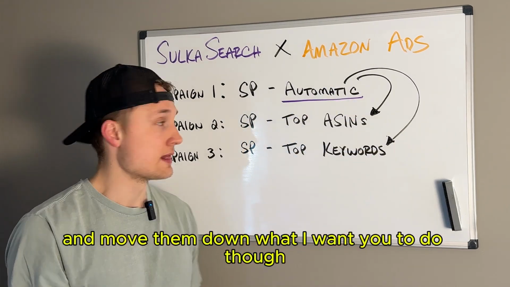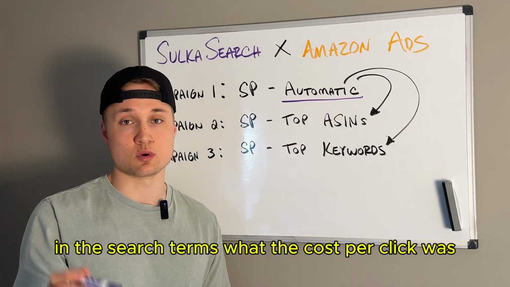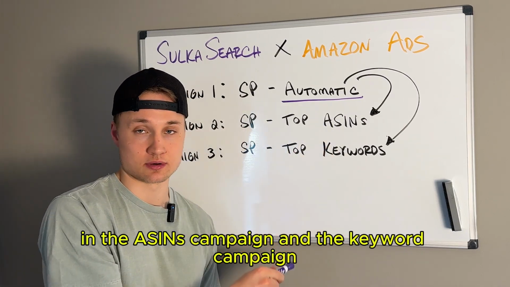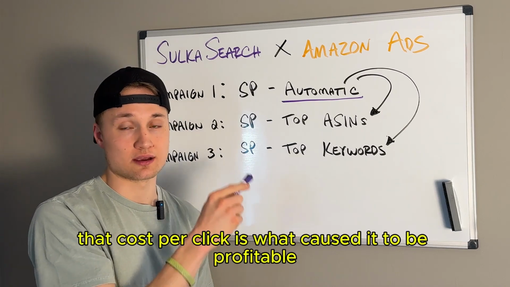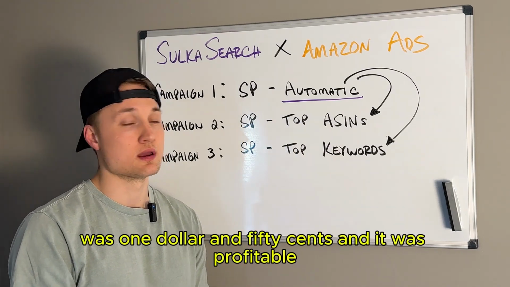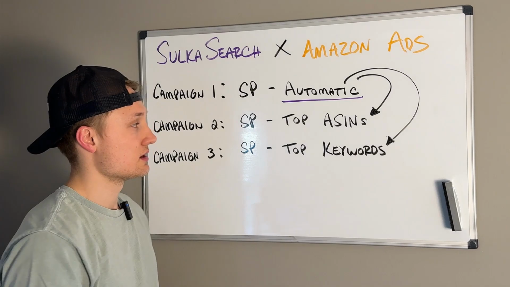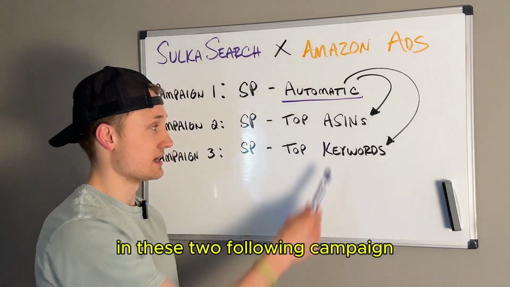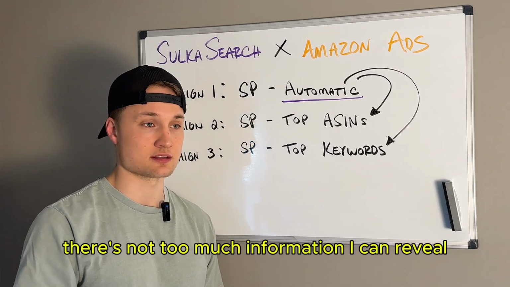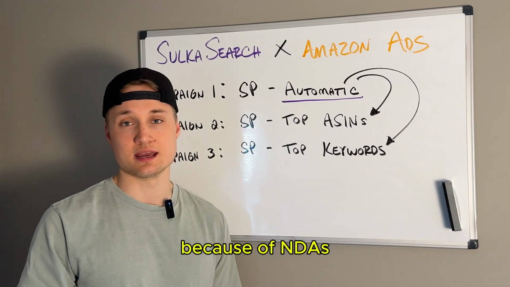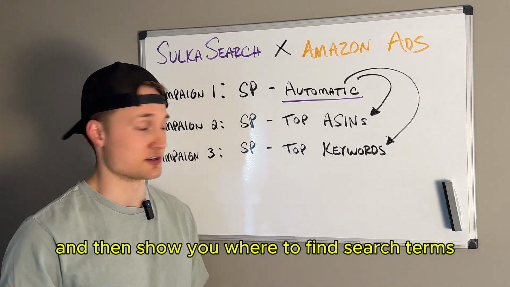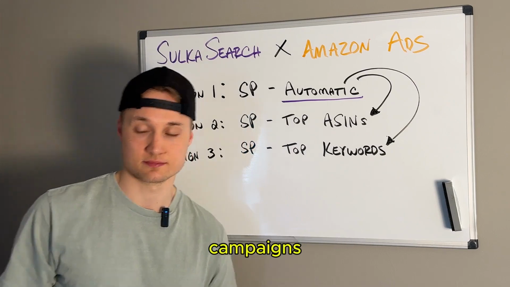What I want you to do though is look in the automatic campaign, in the search terms, at what the cost per click was, so you know what to set the bid at in the ASINs campaign and the keyword campaign, because that cost per click is what caused it to be profitable. So if the cost per click for the automatic campaign was $1.50 and it was profitable, you want to make sure to have the same exact bid in these 2 following campaigns. So I'm going to jump into a quick screen share to show you what this looks like. There's not too much information I can reveal because of NDAs, but I'll show you how to set up an automatic campaign and then show you where to find search terms so you can move them into these new sponsored products campaigns.